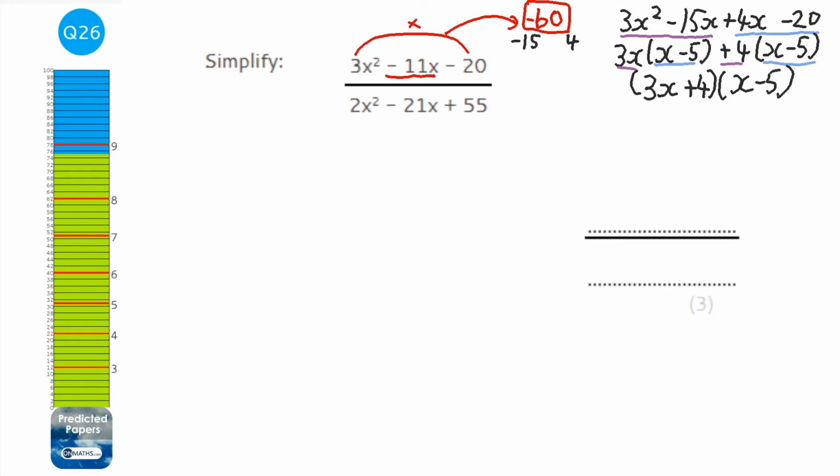Okay, one down, one to go. So the next thing we need to do is do exactly the same thing again. Oh, the wrong one. Exactly the same thing again here. So that'll make 110.